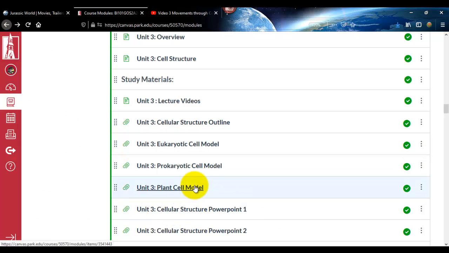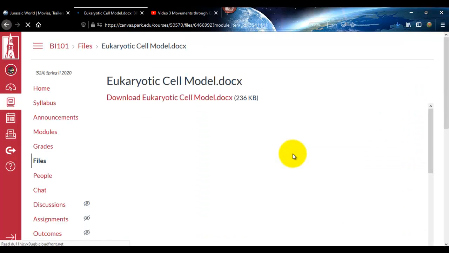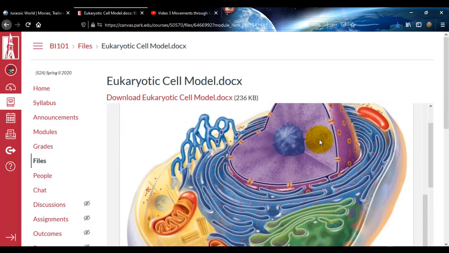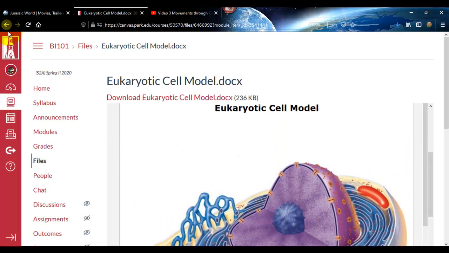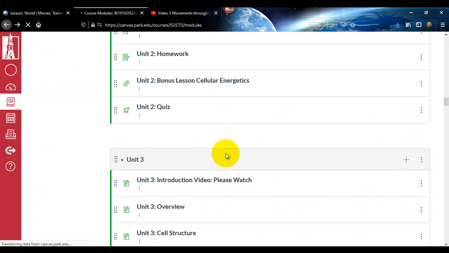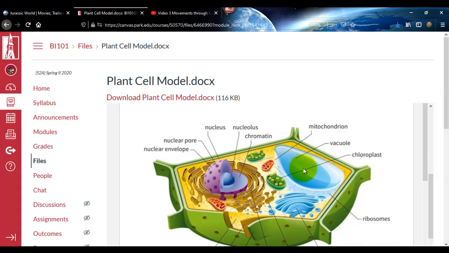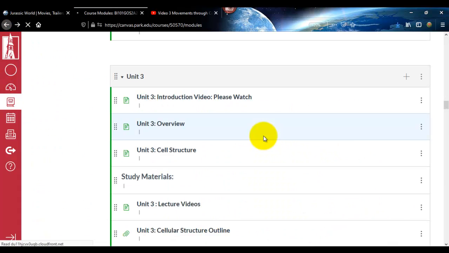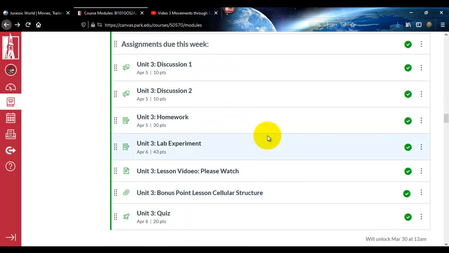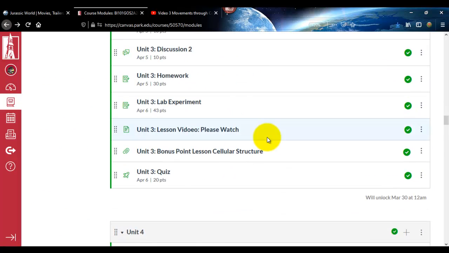What these are, I know I said they're models, but they're actually just pictures. Here's a really nice eukaryotic cell. That's the stuff I used in those videos. There's a prokaryotic cell, and here's a plant cell, which, like I said, is also a eukaryotic cell. It's got a nucleus. Plant cells have cell walls, which human beings do not.